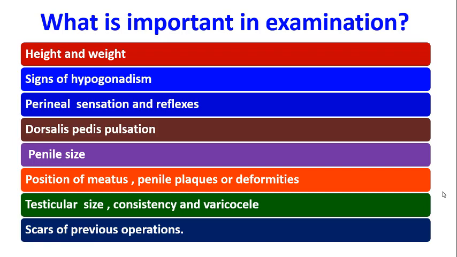The most important points in examination include height, weight, signs of hypogonadism like gynecomastia, hair distribution, the voice, and so on, perineal sensation, perineal reflexes, feeling the dorsalis pedis pulsation, measuring the penile size, looking at the position of the meatus, examination for penile plaques or deformities, examination for the testicular size, consistency, and varicocele, and looking for scars of previous operations.